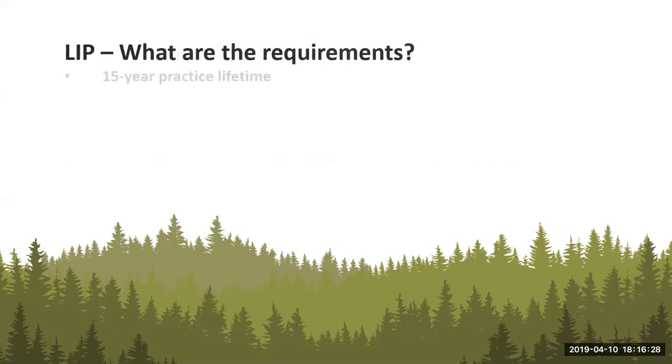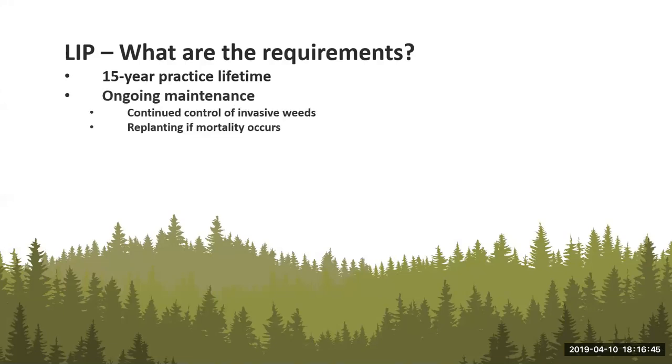So what are the program requirements? It is a 15-year practice lifetime, and what that essentially means is that anywhere that we do work for this practice needs to continue to be maintained as native forest cover for at least that 15-year window. And that maintenance really typically comprises two main things: continued control of any invasive weeds if they are present, as well as replanting if any mortality of the plants that we've planted in this project occurs throughout that 15-year window. I mentioned it's a 75% reimbursement program. The other 25% of the cost is the landowner's responsibility for this project.